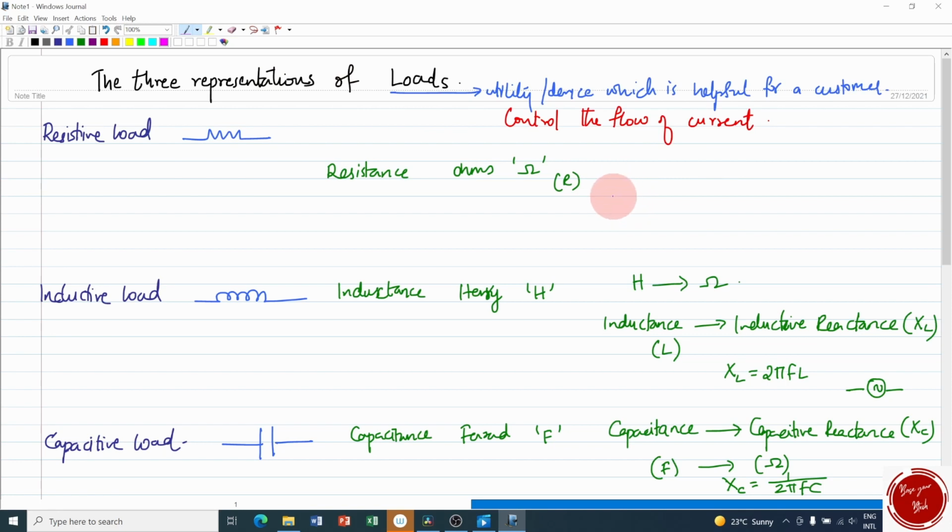So, in total, when you have the values for the resistance R, the inductive reactance XL and the capacitive reactance XC, you can add them all together. Why? Because all three terms will have the unit ohm. So, for a circuit, the net resistance or the net impedance is the summation of the resistance, the inductive reactance and the capacitive reactance.